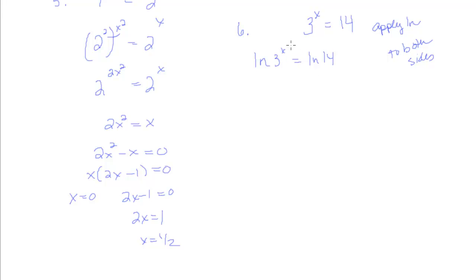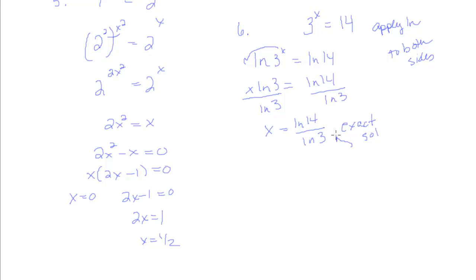Again, the object is to get x by itself. So remember your properties of logarithms. I can bring this down, so this is x natural log of 3 is equal to the natural log of 14. Now in an effort to get x by itself, I'll divide both sides by natural log of 3. So x is equal to natural log 14 over natural log of 3. Now, when you go to MyLabs Plus, it will ask you for an exact solution, and this is what it wants.